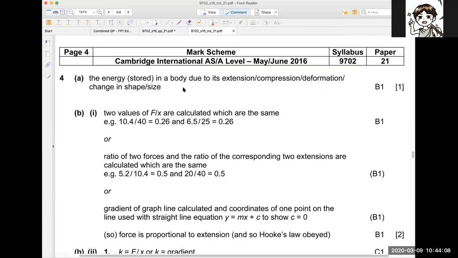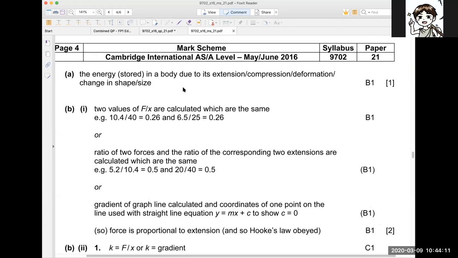So I'll give you some time to look at the marking scheme here. Okay. Now, no question, then let's go on.